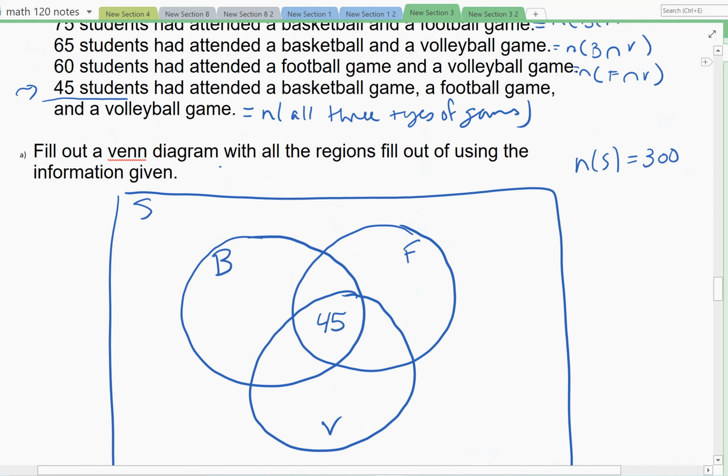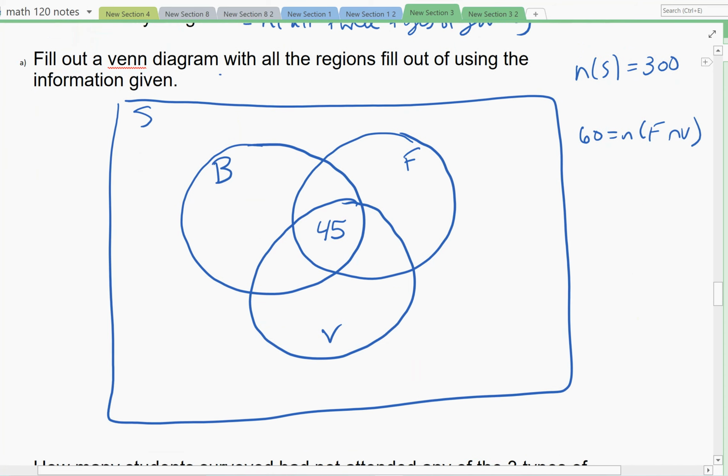The next one I'm going to use is 60 went to football and volleyball. So I'm going to read up my list. Alright, 60 went to football and volleyball. So I'm in the football and volleyball circles. Looking at football and volleyball, that would be this wedge. Alright, 60 people should be in that wedge, right? That's the number of people who went to a football game and a volleyball game. That's the overlap between football and volleyball.